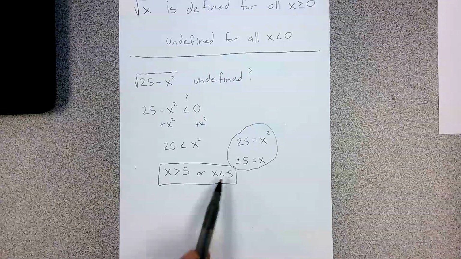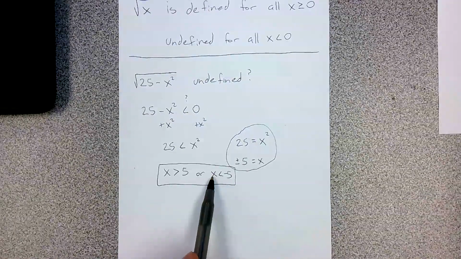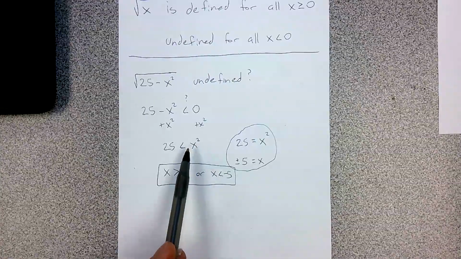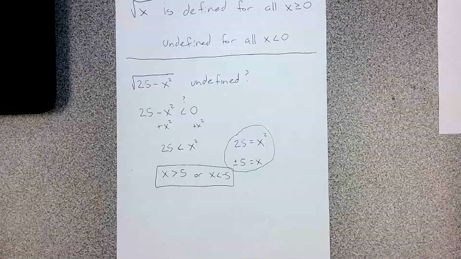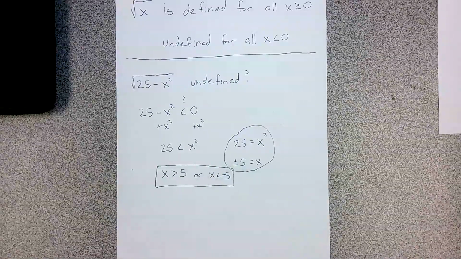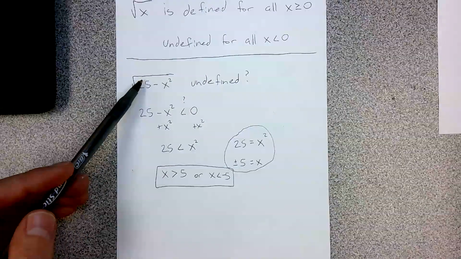That's where that plus or minus piece comes in, because any value of x less than -5 squared will be greater than positive 25. So that's an easy thing to forget about, but that plus or minus 5 we have to consider. And that brings us back to the original question, where is this undefined?